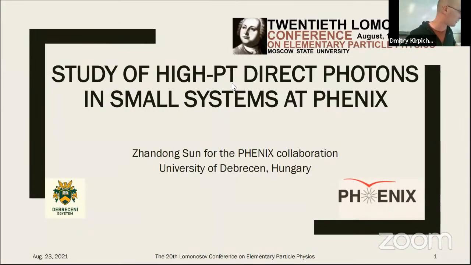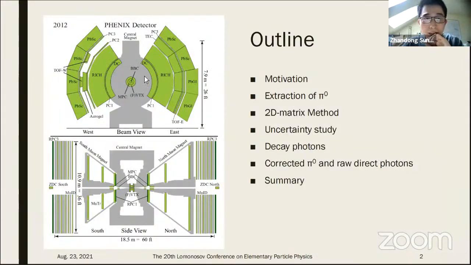Thanks everyone, and thanks to the organizers for giving me this opportunity to present my work. My name is Zhandong Sun from the University of Debrecen, and today I'm going to share some updates about the study of high pT direct photons in small systems at PHENIX. This is the PHENIX detector layout, and the data used in this analysis was taken by the EMCal, which is the outermost layer of the side view.